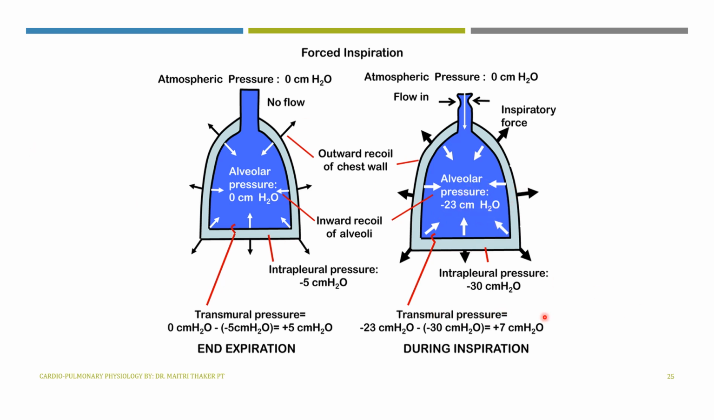Now the intrapleural pressure is 30 centimeter H2O. And if we calculate transmural pressure, that is the difference between our intrapulmonary pressure and intrapleural pressure, that is 7 centimeter H2O. Now because of this transmural pressure, the shape of our lung is maintained. The lung stays attached to our chest and doesn't collapse. So this was all about the pressures that exist in our lungs. They participate in the process of breathing, inspiration and expiration.